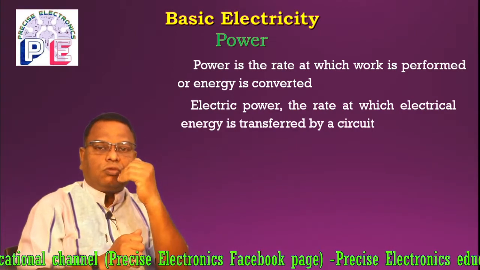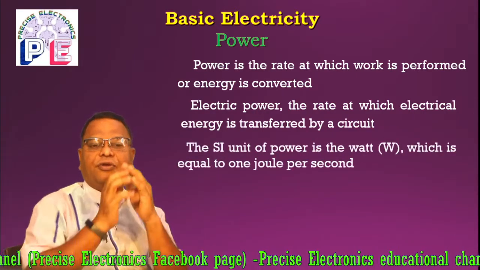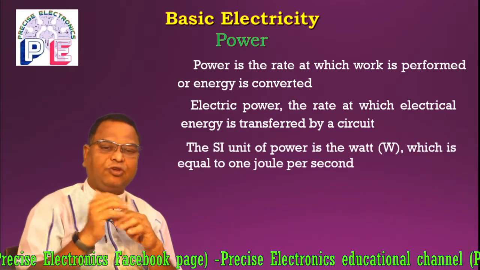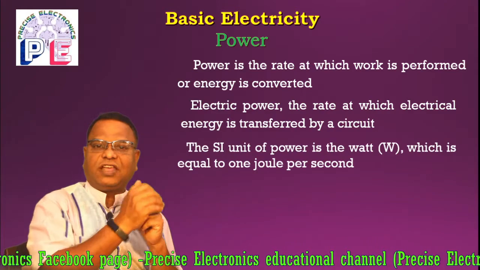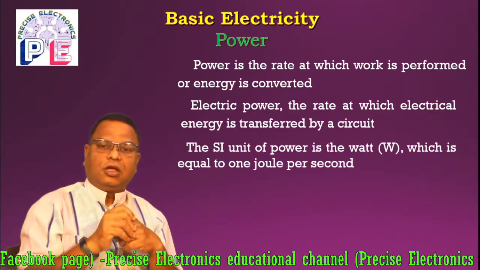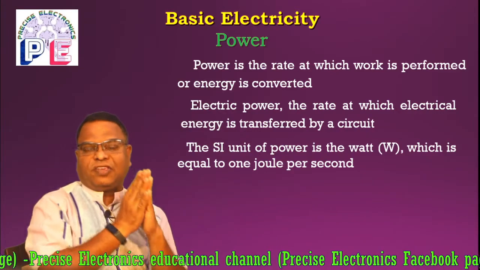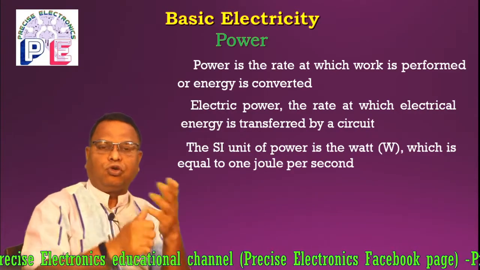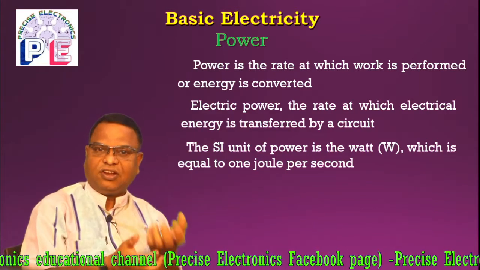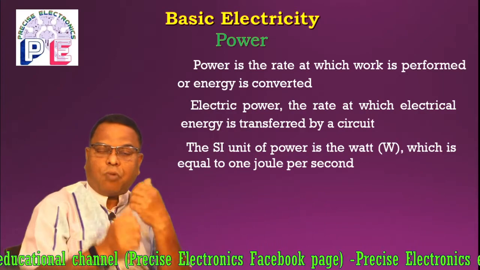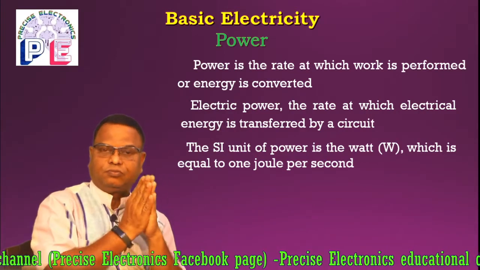Now, the measurement of power. Power is measured in watts. So obviously the SI unit of power is the watt, in honor of the scientist James Watt. And a watt is nothing but 1 joule per second. Joule is the unit of energy, and rate means time, which is measured in seconds. So power, that is watt, is equal to 1 joule per second.